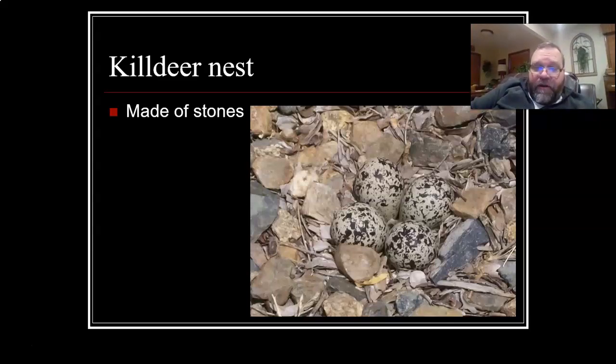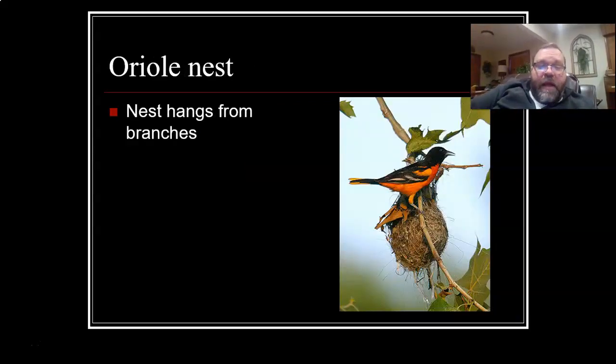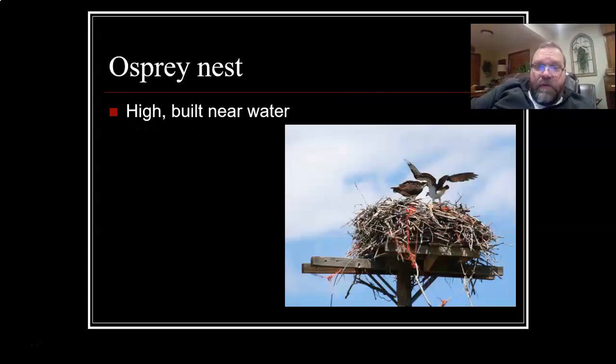There's 4 eggs right there, surrounded by a circle of rocks, and the rocks protect it a little bit, and the rocks also give it some camouflage. An oriole's nest hangs from a branch, and an osprey's nest is usually built near water, high up in the air, often on telephone poles or power lines.